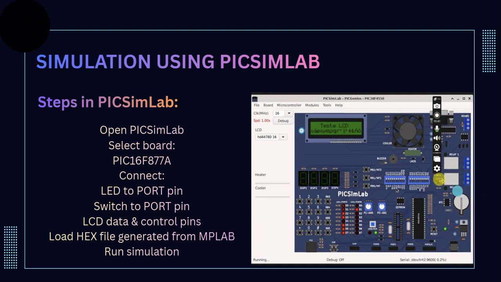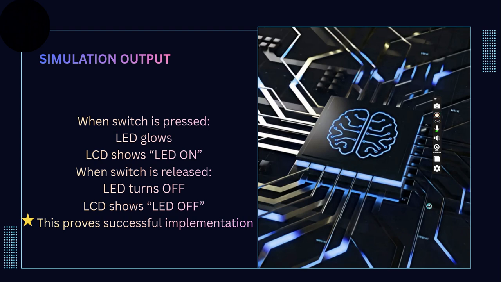Now in this slide, I am going to discuss the simulation output. When the switch is pressed, the microcontroller detects the input as high. The LED turns on. The LCD displays LED ON. When the switch is released, the microcontroller detects the input as low. The LED turns off. The LCD displays LED OFF.